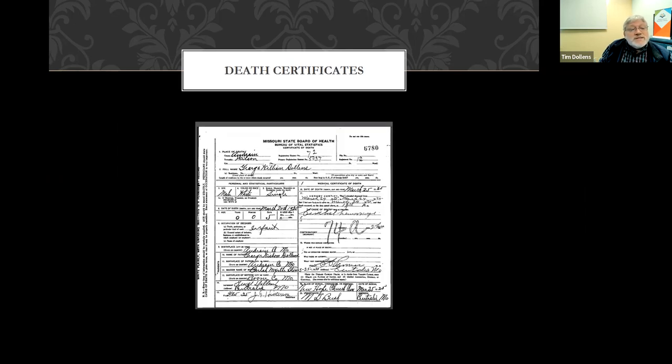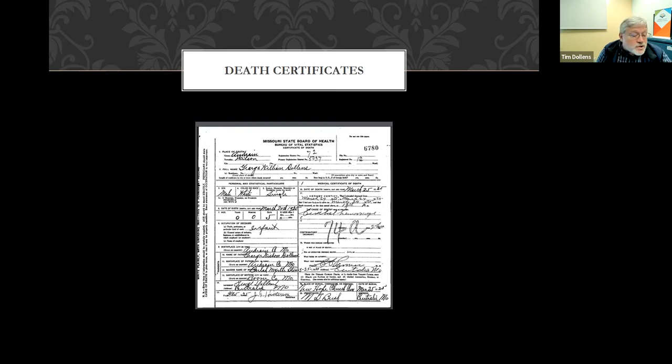Okay, the next one is death certificates. This is a typical Missouri death certificate from the first 30 or 40 years. As you look at this, you'll see all kinds of clues about this person. This happens to be my dad's first cousin's death certificate, when he was just a 5-day-old baby.